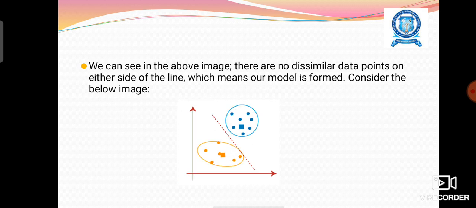We can see in the above image there are no dissimilar data points on either side of the line, which means our model is formed. So finally, the data points are assigned to the new centroid. The most appropriate centroids will be finalized, and the data points will be assigned to the final centroids based upon the distance value between the data point and the centroid. The shortest distance will be considered for the cluster formation. And finally we are getting this grouping.